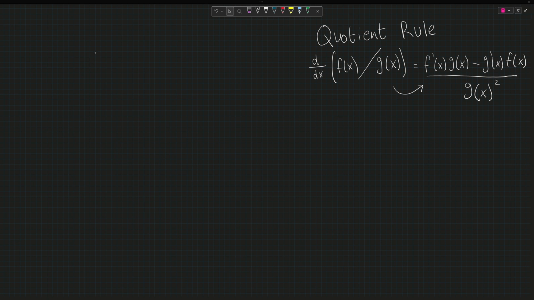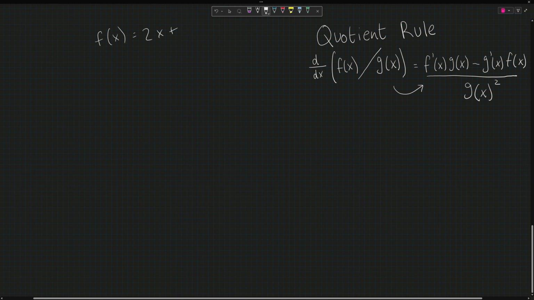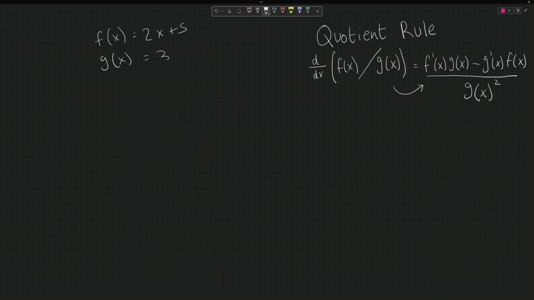Now let's look at an example. So let's say I'm taking f of x as 2x plus 5 and g of x as 3x plus 2. Now I'm going to take the derivative of f of x divided by g of x. To do that, I'm going to follow the quotient rule. Okay, f prime of x times g of x.